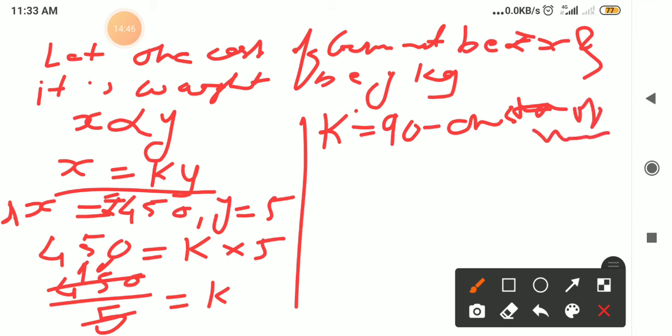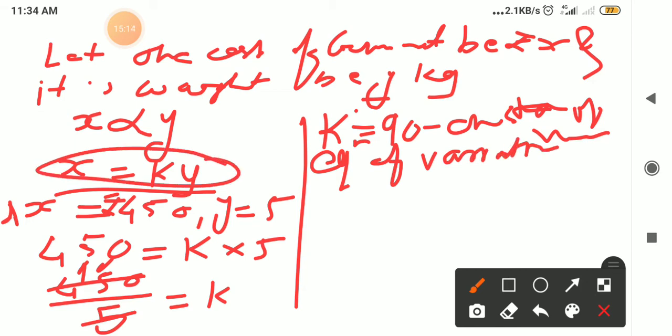Now in our example, we have to find out the cost of 100 kg. So here y is equal to 100, and we have to find x. First of all, we have to write the equation of variation. That is important. Always write the equation of variation. Here we put the value of k, so x = 90y.